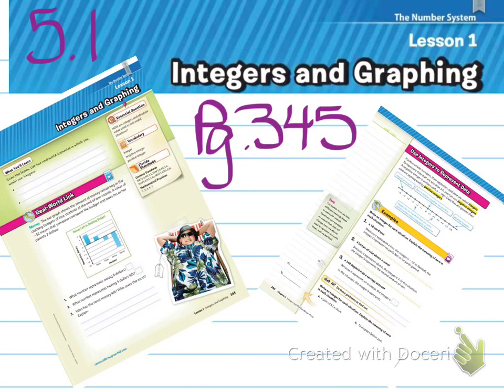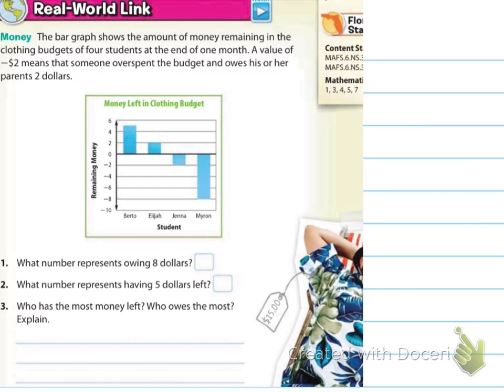All right, so we're looking at 5.1, integers and graphing. It begins on page 345. And the first thing that we're going to look at is the real-world link. It says that the bar graph shows the amount of money remaining in the closing budgets of 4 students at the end of 1 month. A value of -$2 means that someone overspent the budget and owes his or her parents $2.